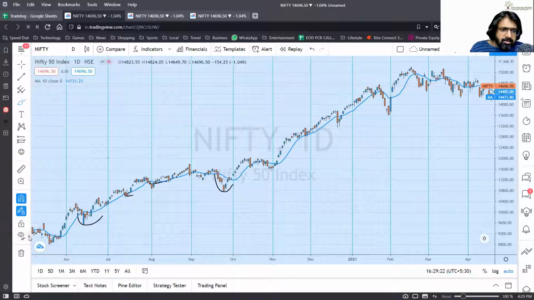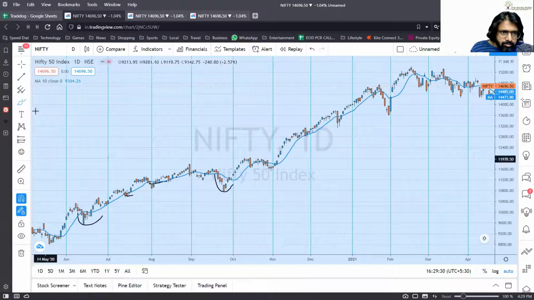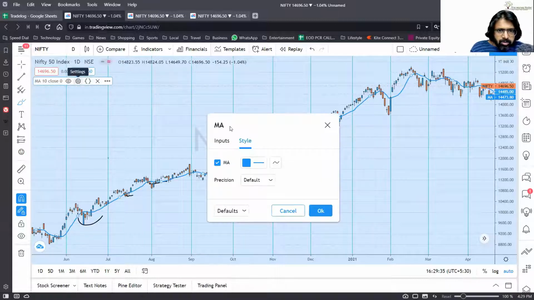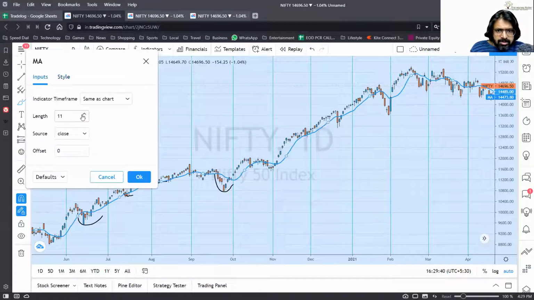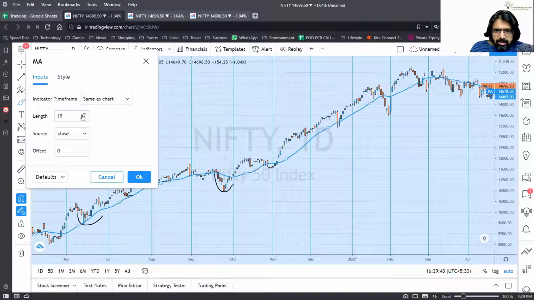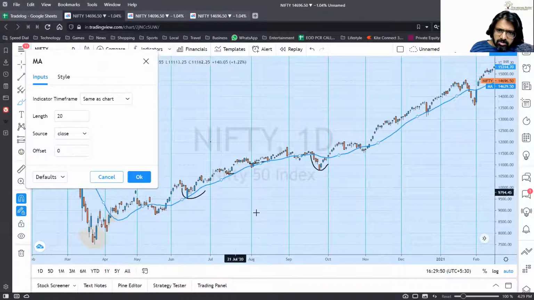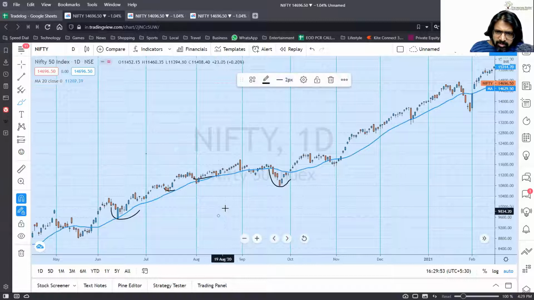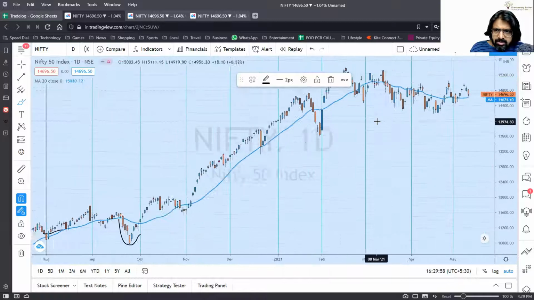How do you adjust the moving average? Just let me show you. You can go to this MA, you can go to settings, right? And input, you just keep increasing it, okay, till it reaches this support there. So now I've made it a 20 period moving average. You can see that this 20 period moving average is doing a pretty decent job in the present uptrend.